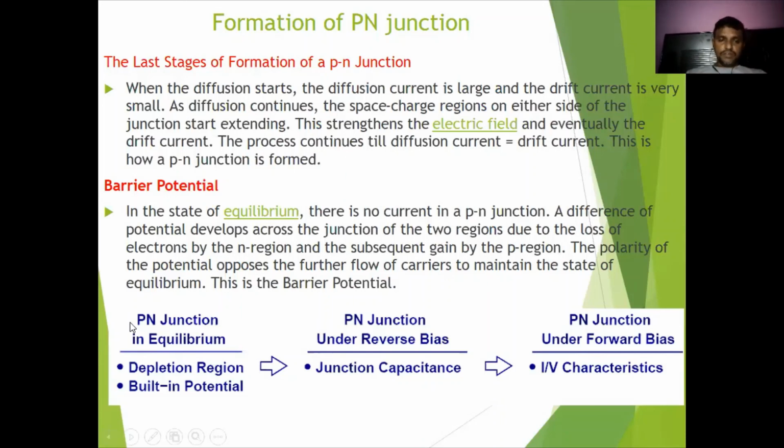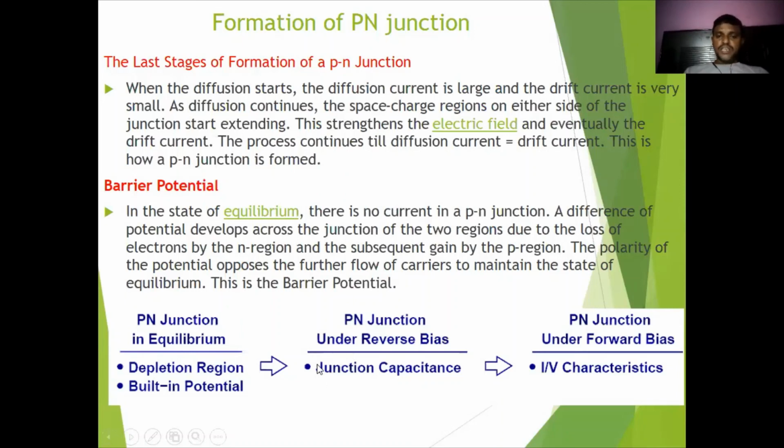If you observe here, I have given some statements. In a PN junction diode, basically we have three phases. The first phase is junction formation, and at the same time the open circuit PN junction, or the PN junction at equilibrium. In this we have seen the formation of the depletion region and, at the same time, the built-in potential.